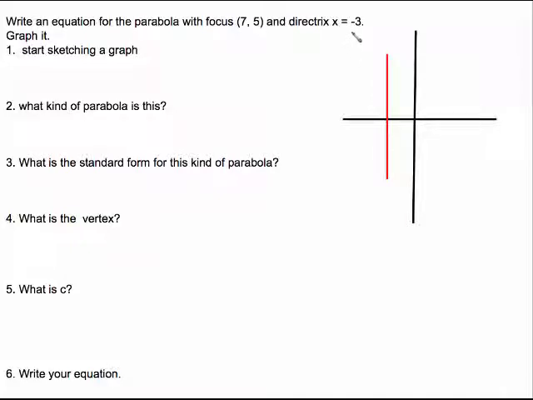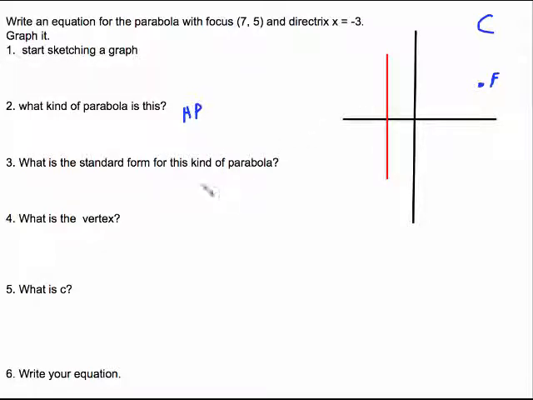So as soon as you look at the directrix being x equals negative 3, you know you have a horizontal parabola. Now the other thing I can put on this graph is that I have a focus of over 7 up 5. So not only is it a horizontal parabola, I know that this is going to face to the right because the focus has to be inside. So I'm just kind of tracing this out. I'm not drawing it yet, but I'm tracing it out. The focus has to be inside the parabola and the directrix has to be outside of the parabola.